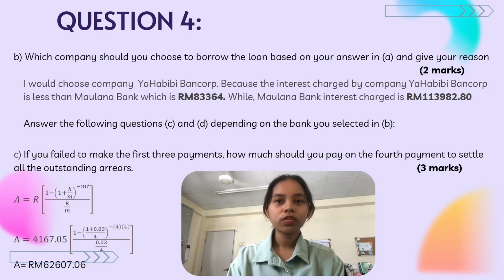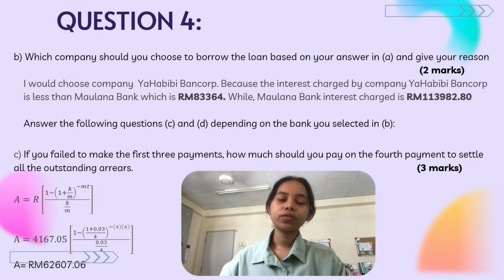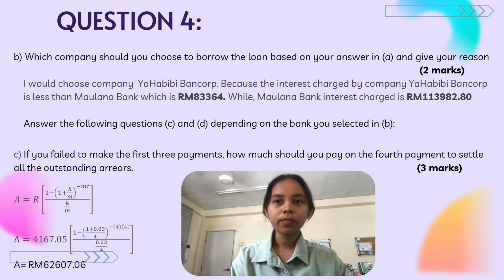We move on to the next question, question C. The question is, if you fail to make the first 3 payments, how much should you pay on the 4th payment to settle all the outstanding arrears? For this question, we're going to use the formula A equals R in bracket 1 minus in bracket 1 plus K over M power minus MT over K over M and close the bracket. First, we gather all the information they have given us.